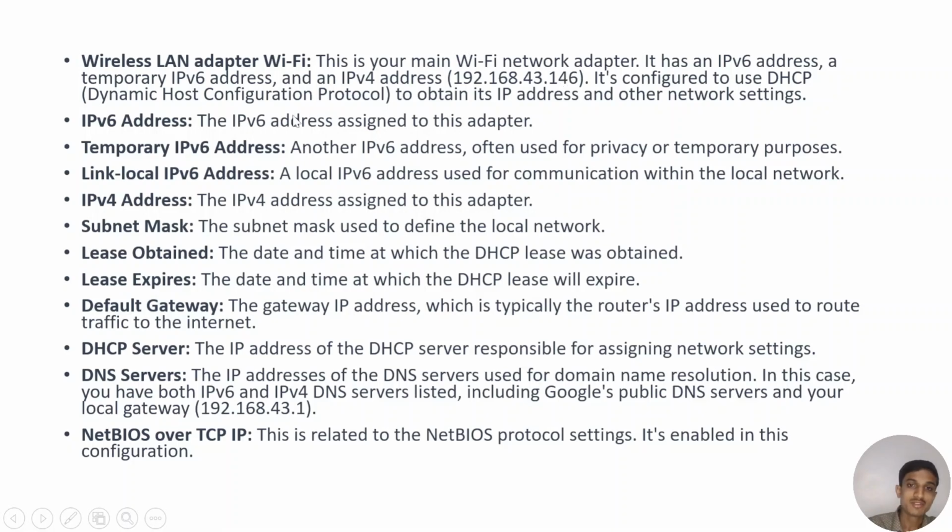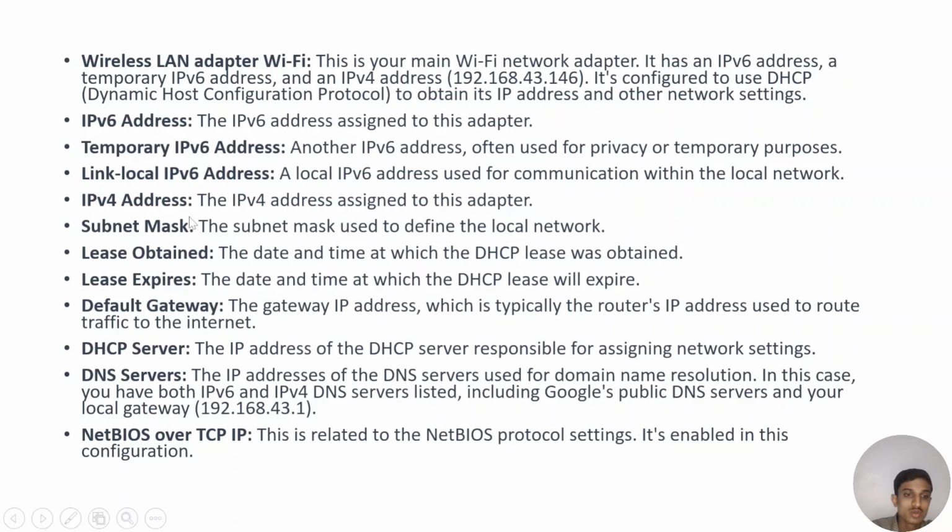Then the IPv6 address is provided to us, and the temporary IPv6 address we have seen already. The link local IPv6 address is used for communication within the local network. Then the IPv4 address, you know that this is a simple IP address. The subnet mask is something that is used to define the local network. You can also find deep information about this on Google.